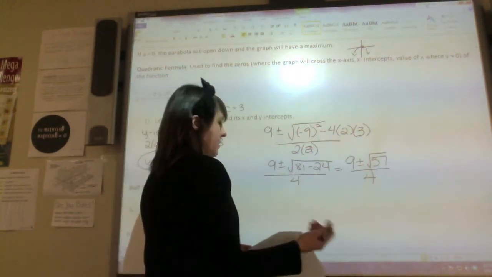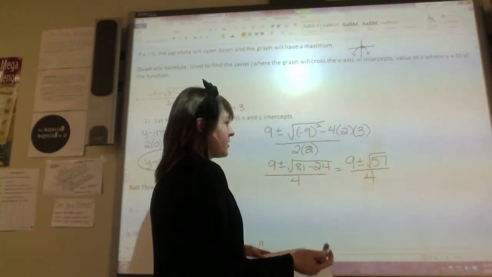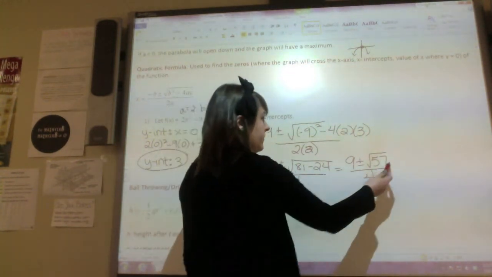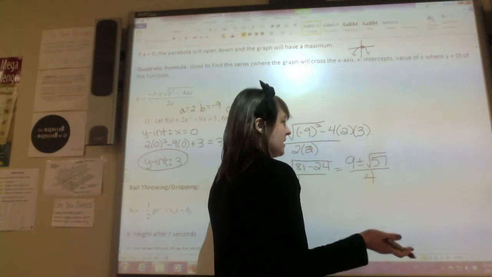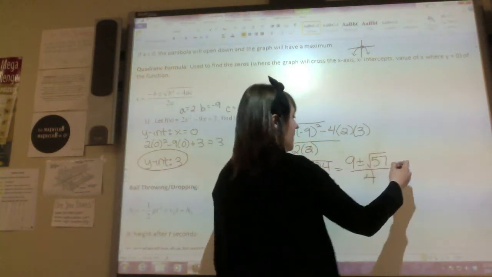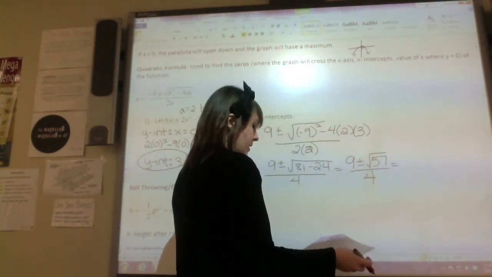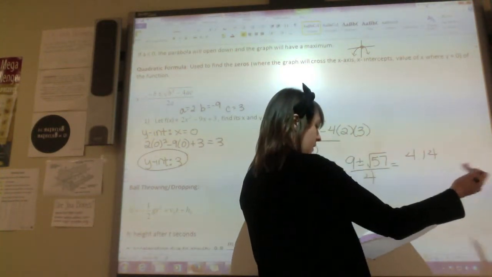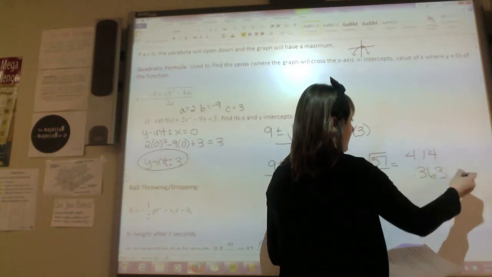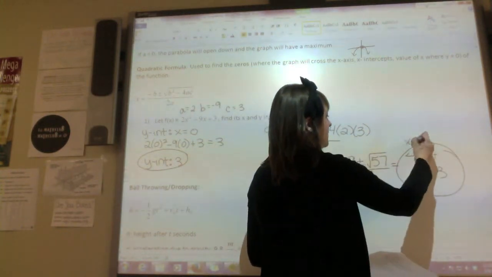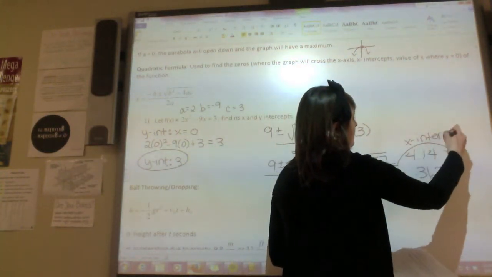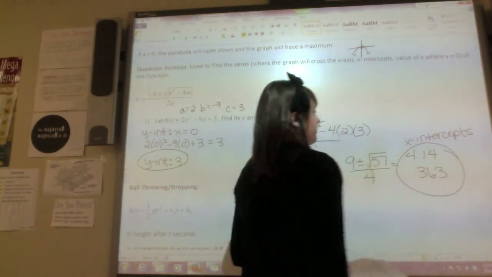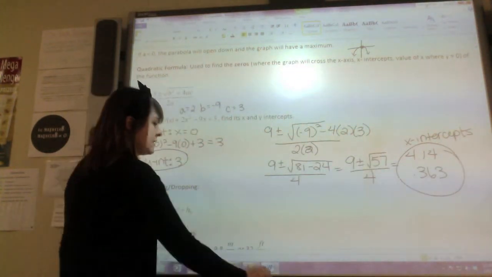Okay, and then I can try to simplify that. So 57, that actually can't be simplified at all, so I can just plug this into my calculator, and I'll get 4.14 and 0.363 for my two solutions. So those are my x-intercepts. So those are the places where it crosses the x-axis.